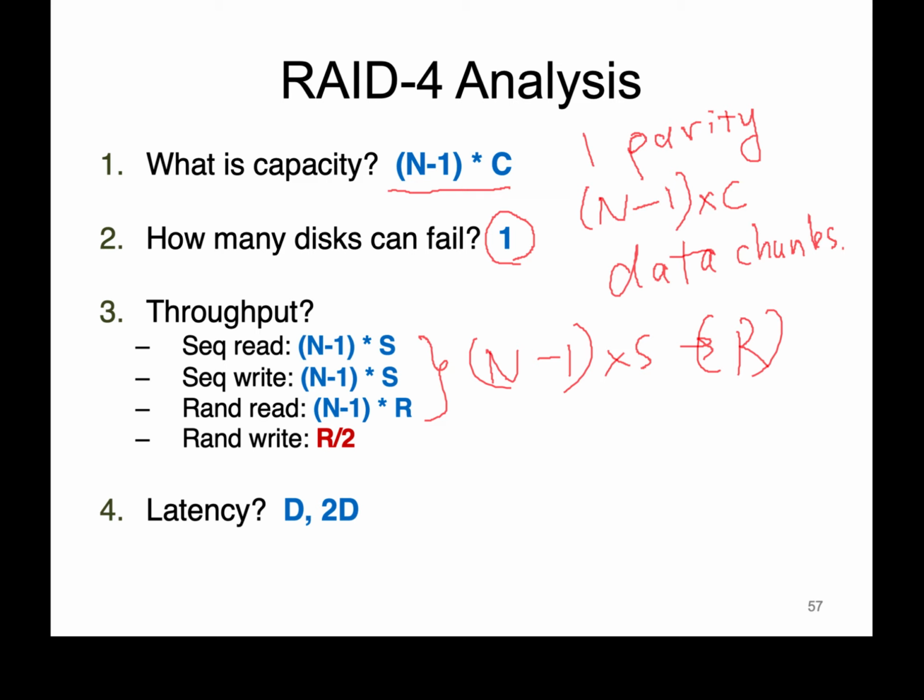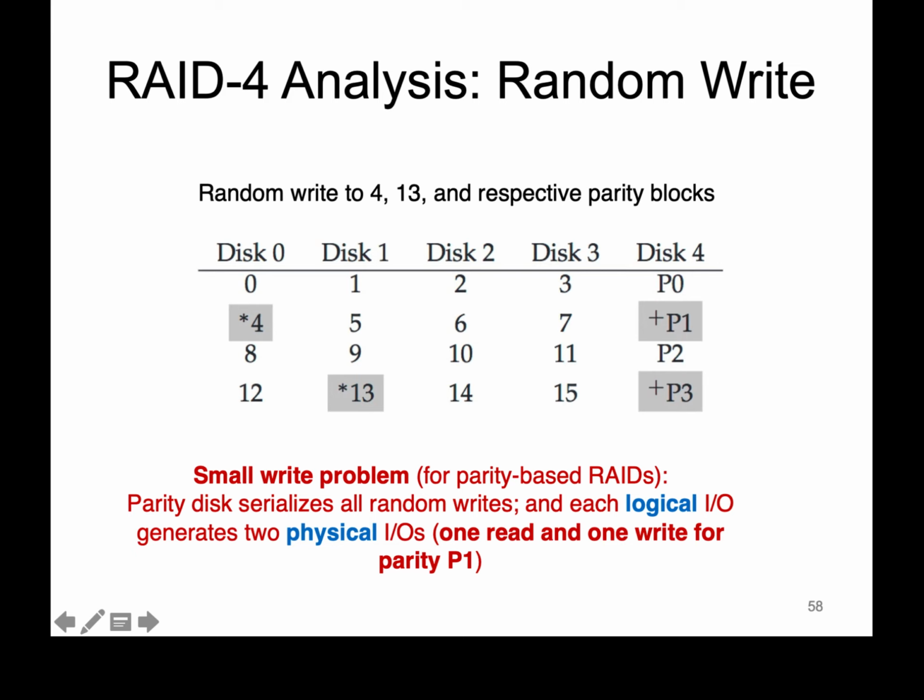Regarding random write, here we're looking at a completely different story. Here the random write performance is R divided by 2. Why is that? It's because we have this single bottleneck that lies at the parity disk. So if you take a look at this example as shown in this next slide.